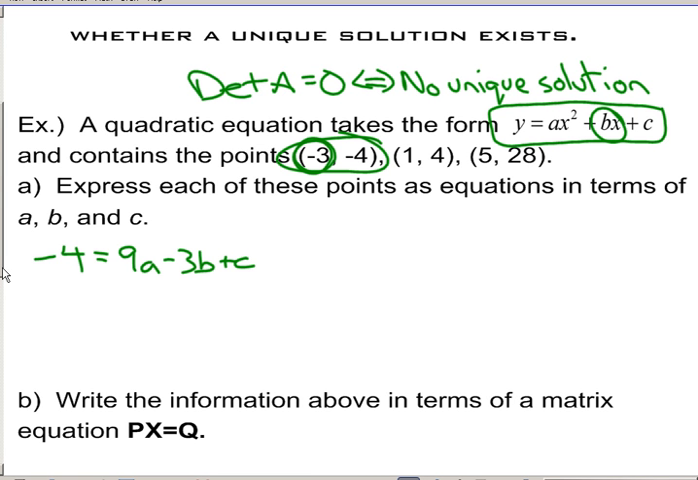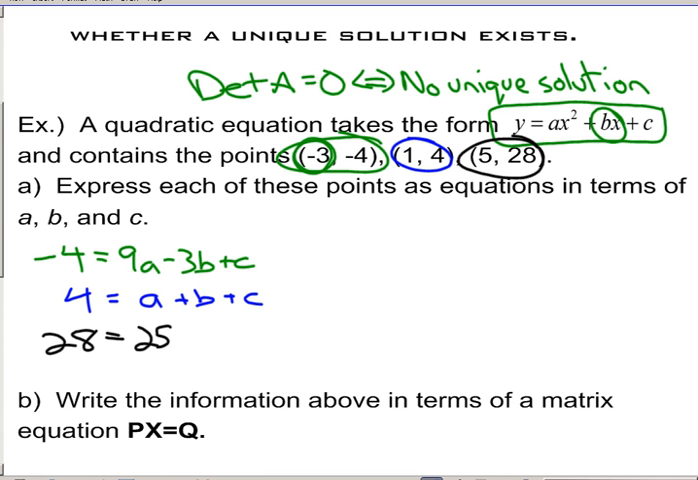I'm going to do the same process of subbing in for my other points. So using 1, 4, that's a y value of 4. I put in 1 for x, so I get a times 1 squared, or just a, plus b times 1, or just b, plus c. Lastly, I'll do it for 5, 28. So for a y value of 28, we're going to have a times 5 squared, or 25a, plus 5b plus c.